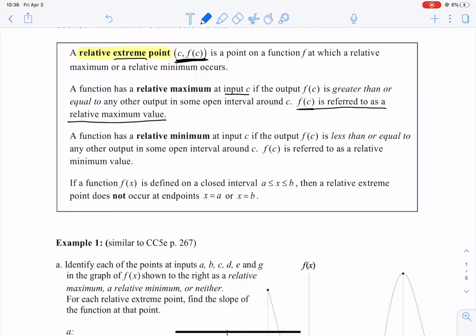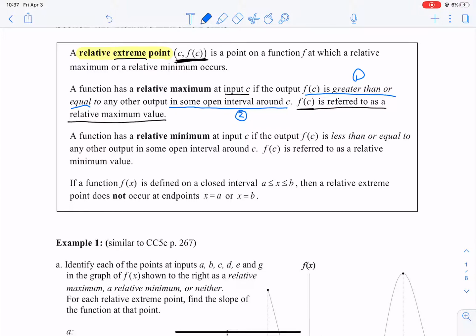For the relative maximum point, f of c must be greater than or equal to any other point in this open interval. So the first key point is that f of c, the function value, must be greater than or equal to any other points. And the second part, pay attention to, is in some open interval around c. So for a relative maximum point, first, greater than or equal to any other point. The second one, the interval is an open interval around c.